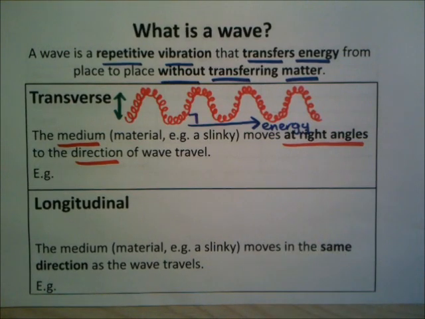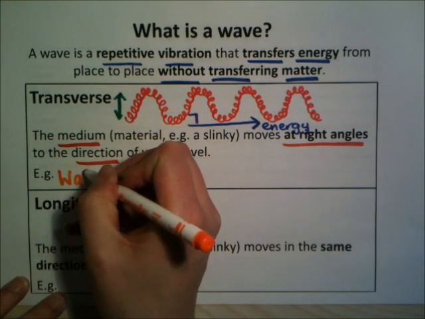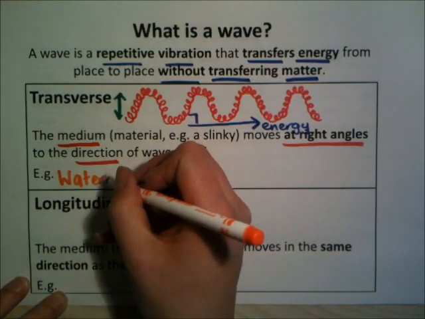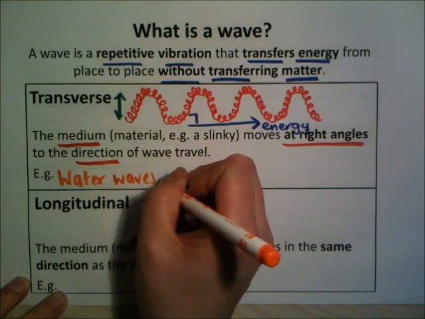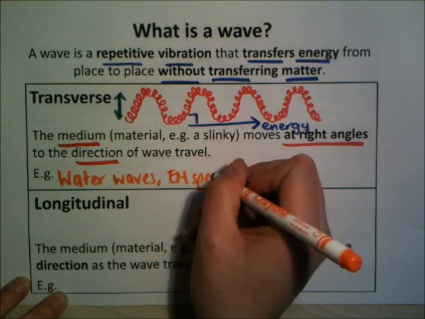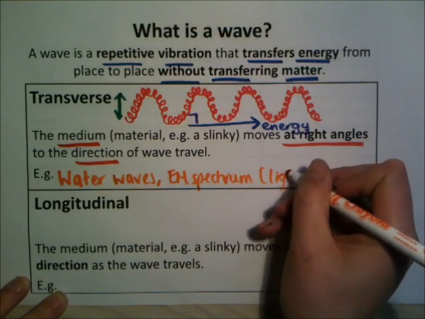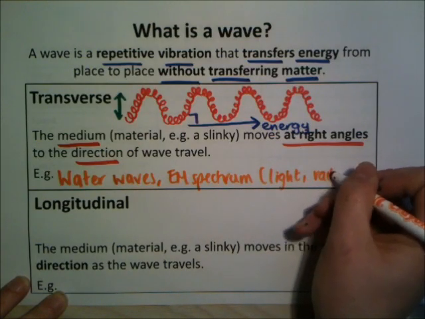Now, examples are, as I've mentioned a few times already, water waves. Most waves, to be honest, are transverse waves. Water waves are one, and the big one is the EM spectrum. So anything in the EM spectrum, so light, radio, gamma, they're all waves, but they're transverse waves.